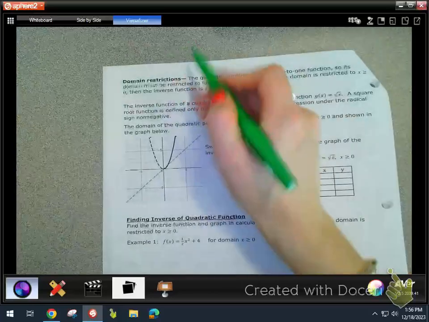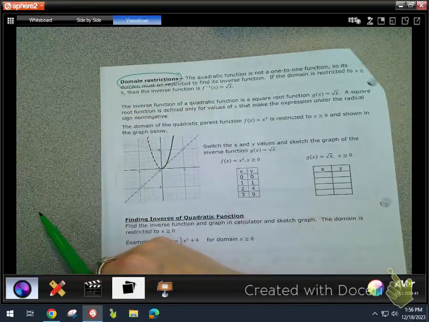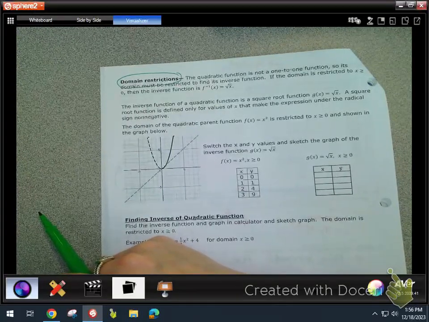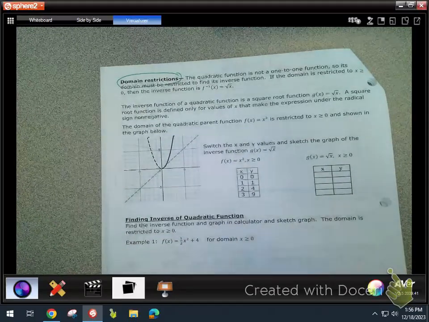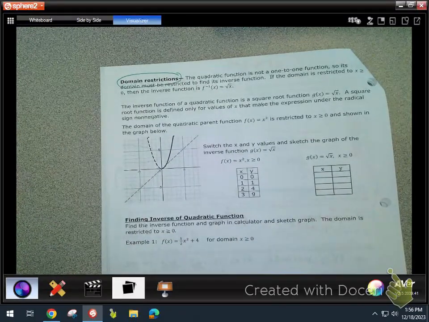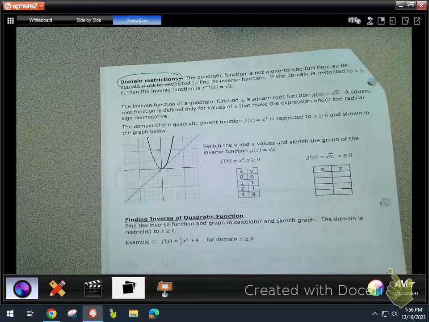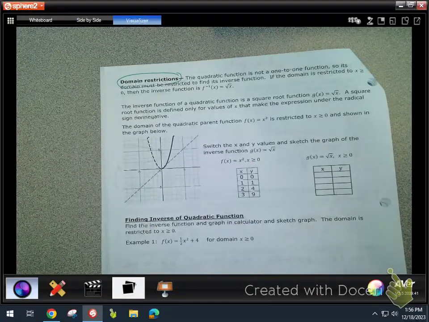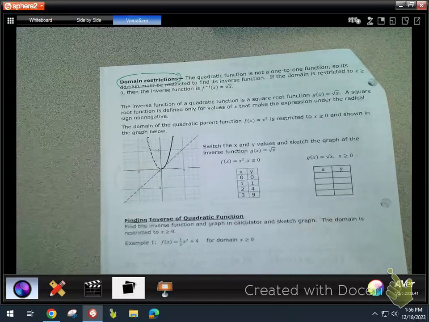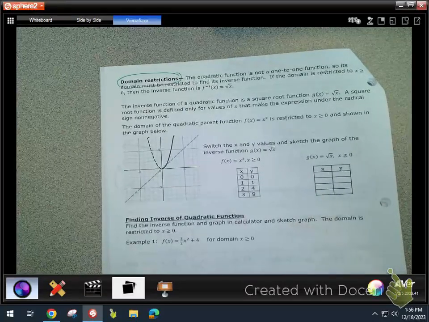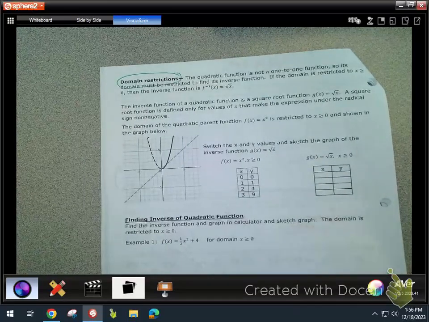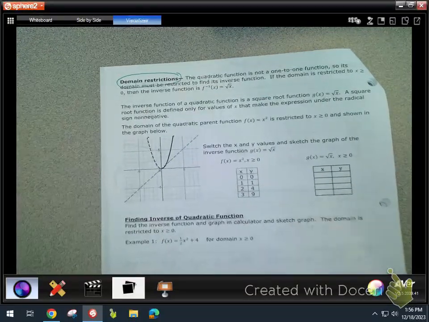Okay, so here's how we fix it. We are going to put a domain restriction on our graph, which is not one-to-one. Here's what can get tricky about this. There are times when the domain restriction is given to you, and you look at it and say, okay, this is what that means. None of my algebra changes. There are also times when you are responsible for writing in the domain restriction. So that's why I need to explain the difference. The only time you have to worry about this is quadratics and square roots.